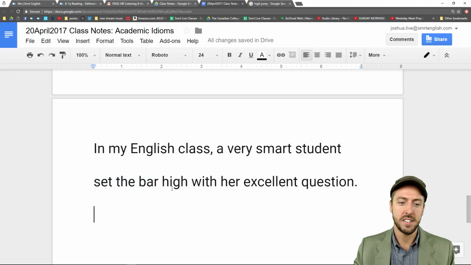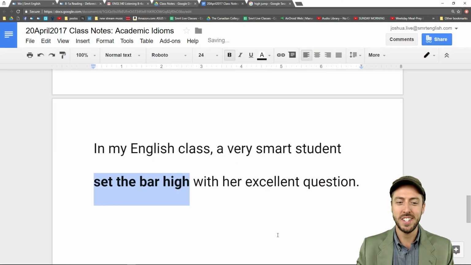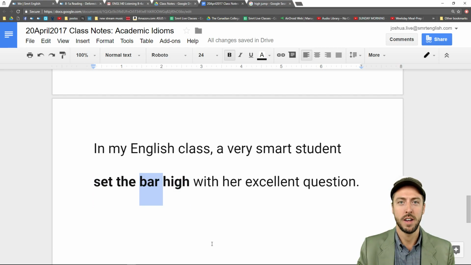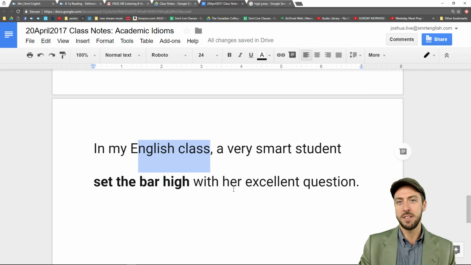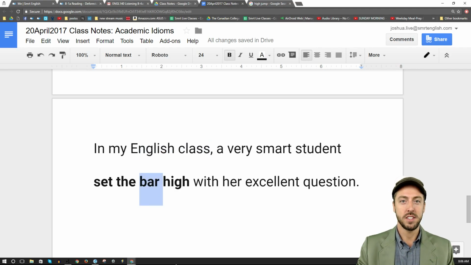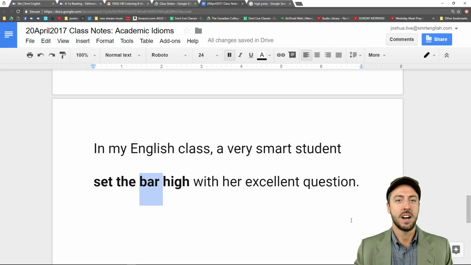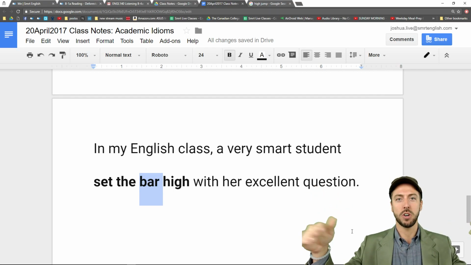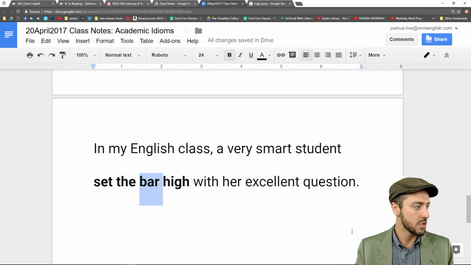We can recognize this part as an idiom because it doesn't seem to fit with the rest of the sentence at its basic meaning. There's no real bar in this classroom, in this English class. But there's a figurative bar. There is an imaginary bar that the student has set high, meaning that the rest of the class will be difficult because they have asked an excellent question. So we're going to be talking about advanced English.